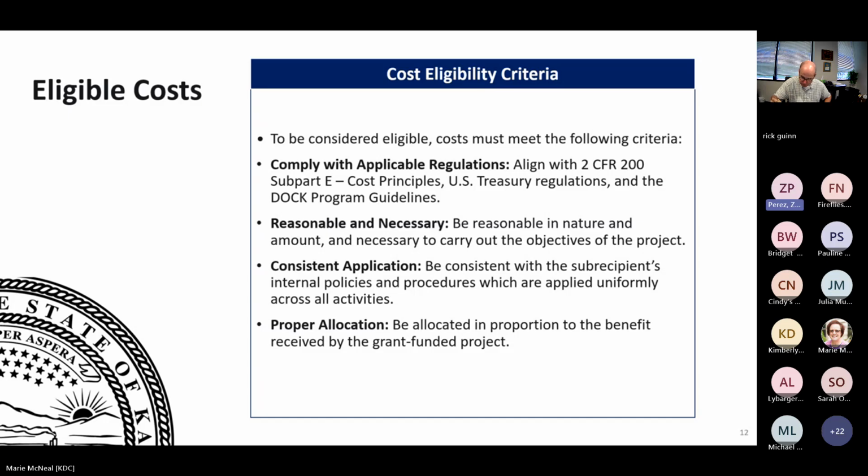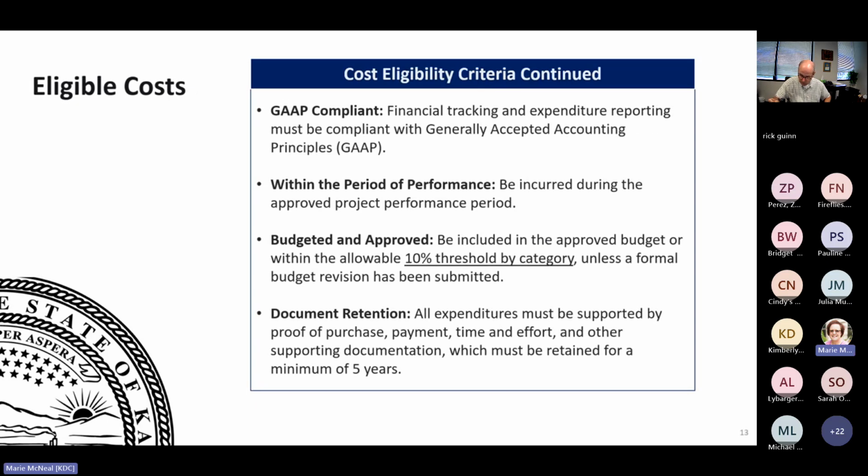But again, when we do receive the monthly reports, we'll be looking at it for reasonableness. Is it necessary? Is it consistent with the application? This was pretty much done on the front end because all of the expenses that you see in that budget have already been approved. And again, just a reminder that your expenses need to fall within the period of performance, and that's December 1st, 2024 through September 30th of 2026.